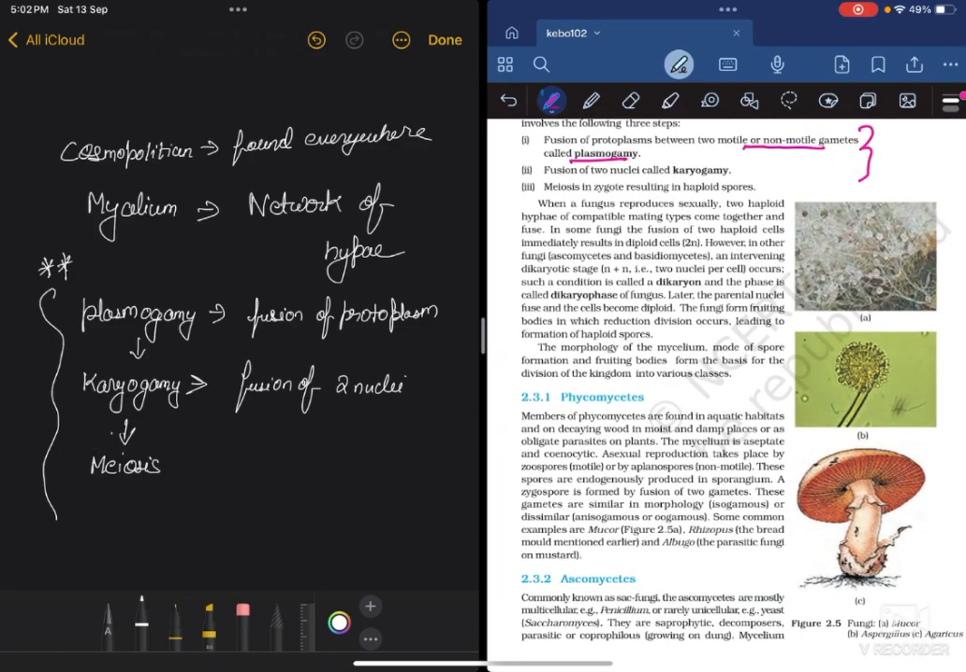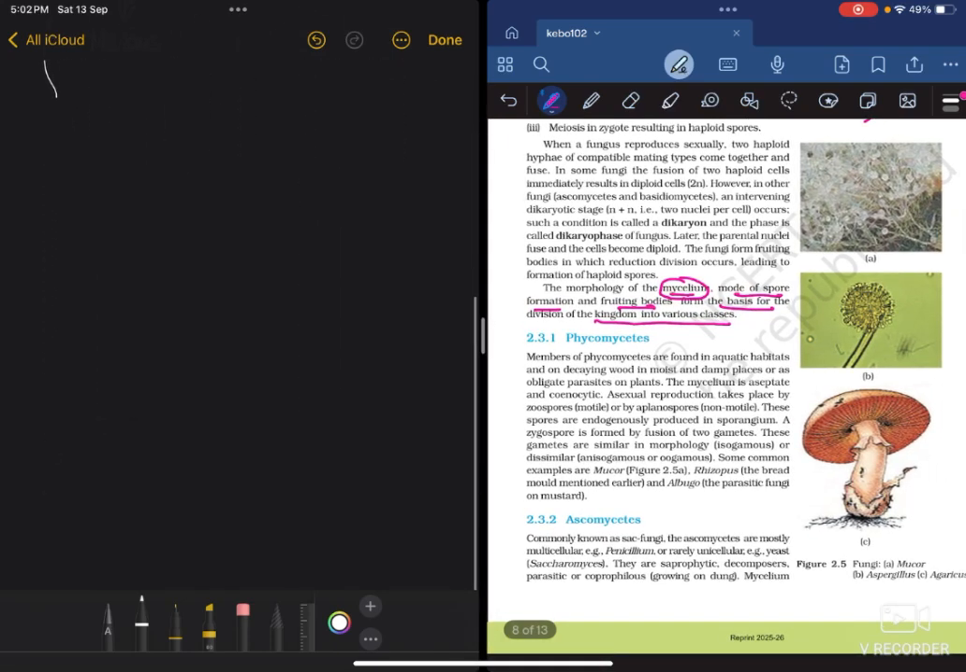Now coming to the classification of fungi. Fungi have been classified on the basis of morphology of mycelium, which is the network of hyphae, mode of spore formation, which we will discuss further, and fruiting bodies. This divides the kingdom into various classes. The first one is Phycomycetes. These are lower or algal fungi.